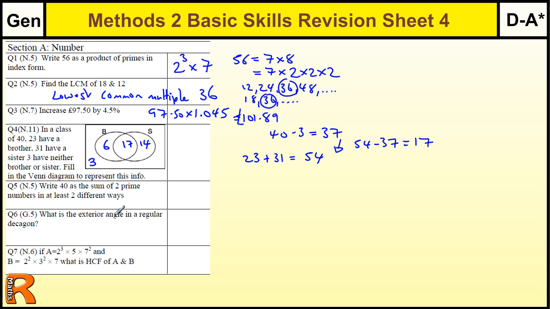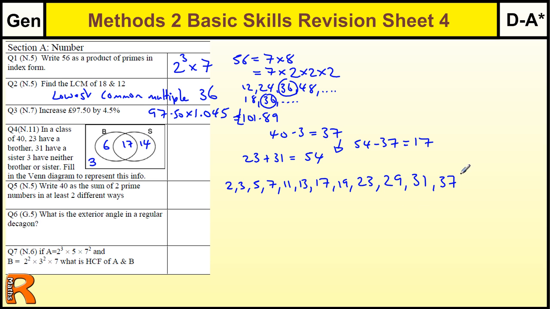Right, 40 as the sum of 2 prime numbers in at least 2 different ways. Okay, so essentially we're just looking for 2 prime numbers that add together to make 40, and we've got to try different ones to do that. So let's write out some prime numbers. There's our first 4. Remember, 9's not a prime number. It helps if you know most of these pretty quickly. And we need to go up to 40.